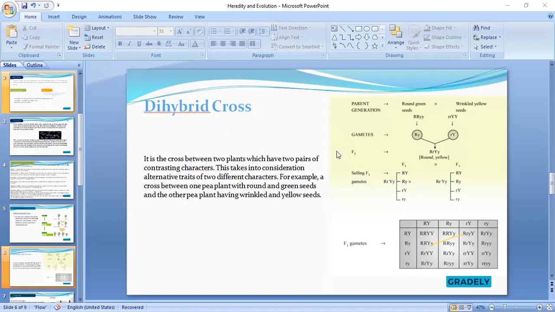Now let's continue. Now I said that here we have a round and green seed. We have a wrinkled and yellow. I told you that round is dominant. Green is recessive. Wrinkled is recessive. Yellow is dominant. So when I cross, I will have a heterozygous character in this individual monohybrid, because when two monohybrids come together, we have what? A dihybrid. I want you to understand that.